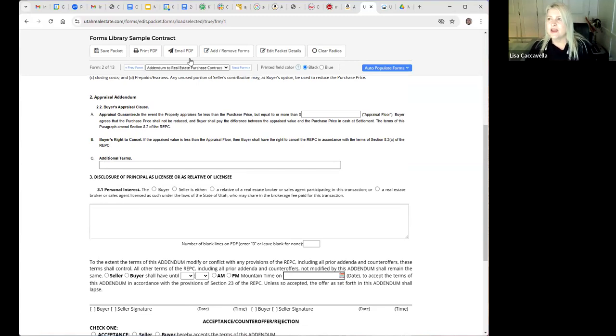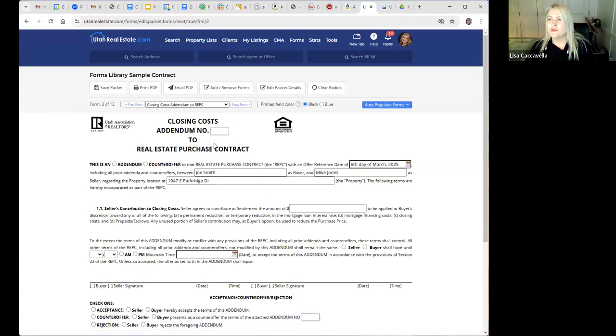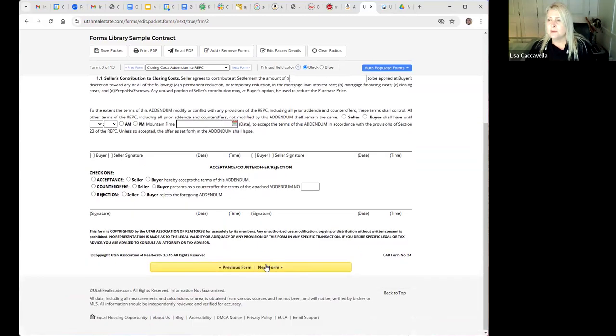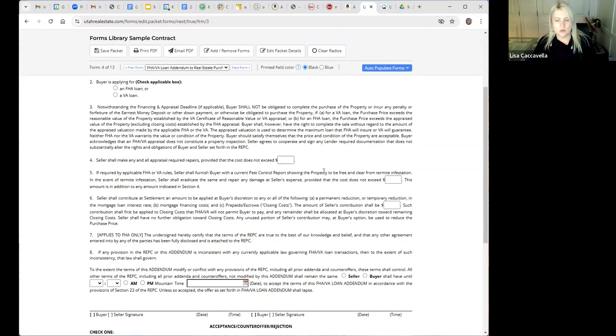So you can do it this way, or you can go to the closing cost addendum, which has the same verbiage here. And that way, the seller's contribution to the closing costs would be on that last one, whatever you need them to respond with.